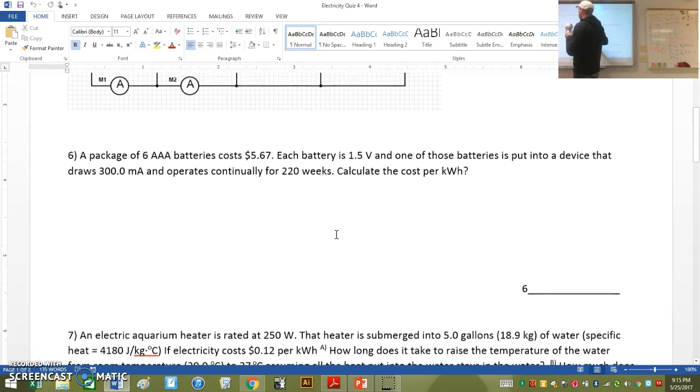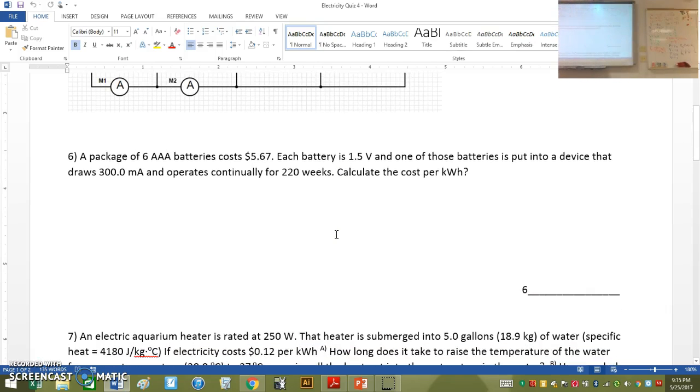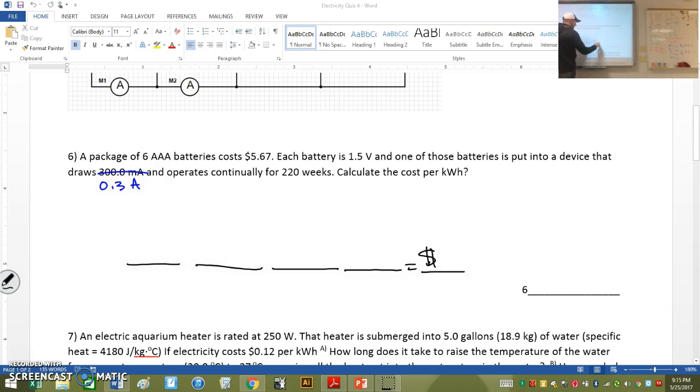Number 6, a package of 6 AAA batteries costs this much. Each battery is this, and one of those batteries is put into a device that draws 300 milliamps. Watch out for that, because you're going to want to know that this is 0.3 amps, first of all. And it operates continually for 220 weeks. Yikes, that's crazy. That's like 4 years. Calculate the cost per kilowatt hour. So what I'm going to end up doing is a bunch of dimensional analysis, and I want it to equal dollars per kilowatt hour.